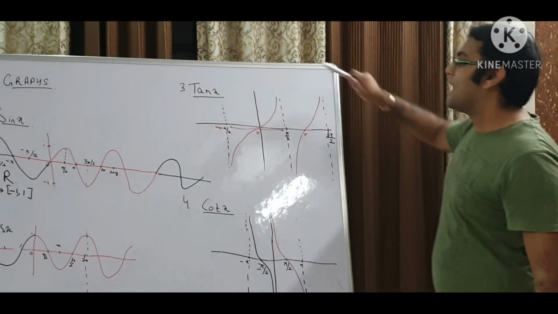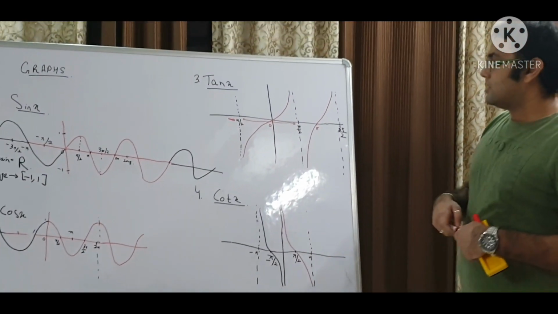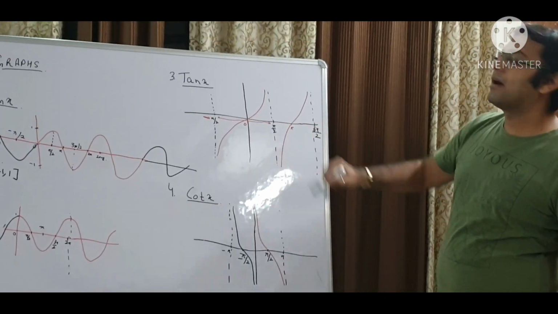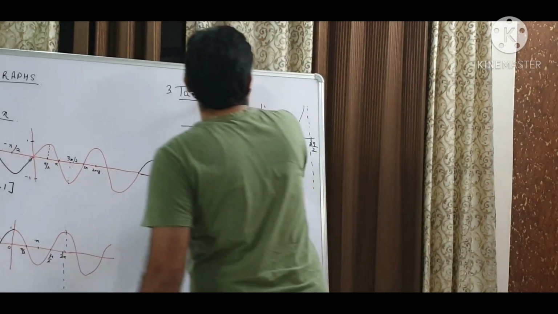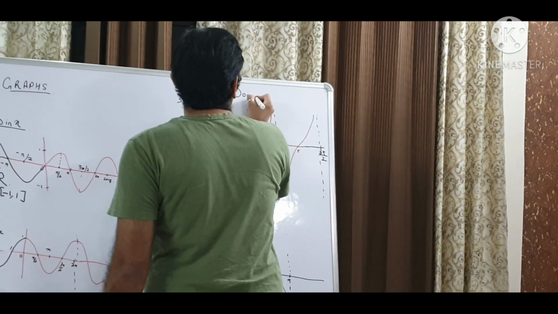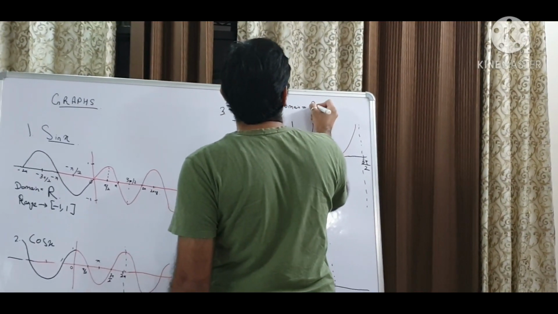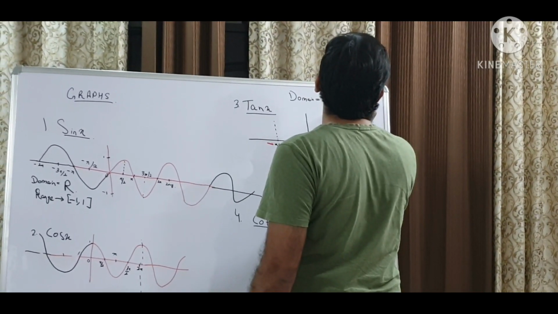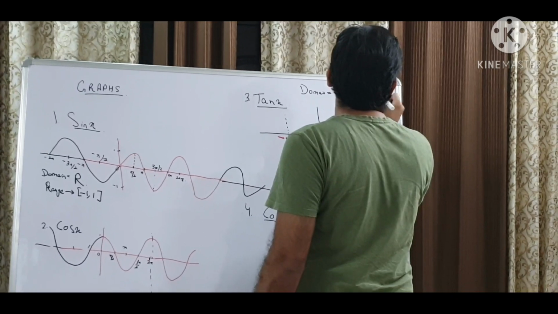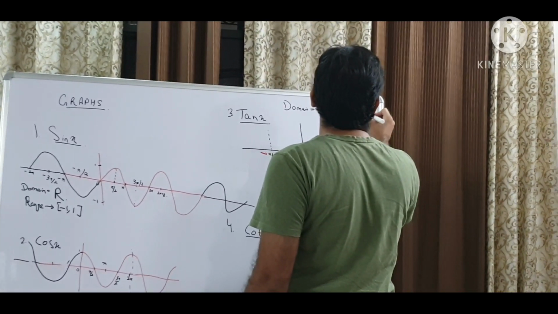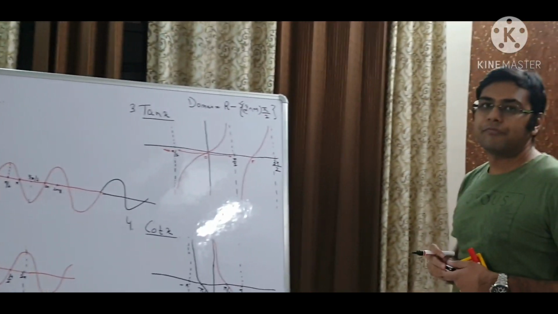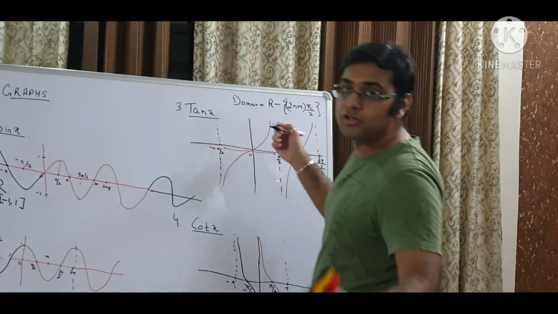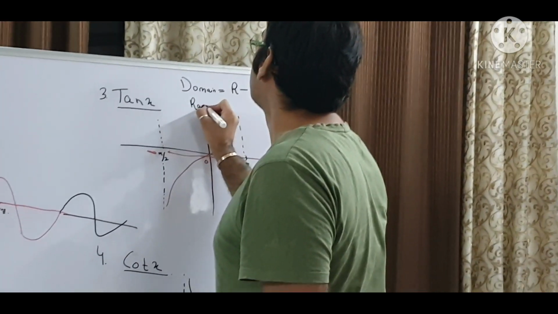Now, what about tan x? Tan x is not defined at the odd integral multiples of pi by 2. Hence, we can say that domain is equal to all real numbers minus the set of all the odd integral multiples of pi by 2, and range is all real numbers.